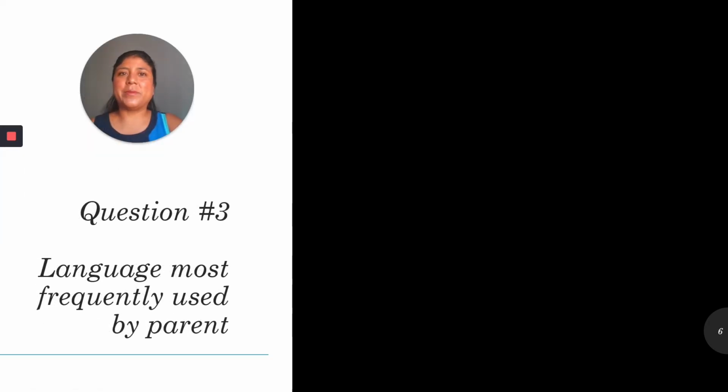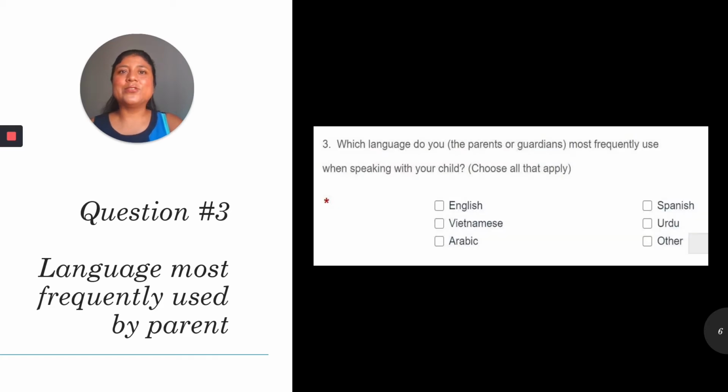Question number 3 is about the language you use most with your child at home. So in question number 3, please indicate which language you most frequently use when speaking with your child. For example, even though my child speaks mostly in English at home, I speak Spanish and English to him, so I would indicate both languages. If you only speak English to them or only speak in Vietnamese, you would just click the one language that you speak to them.